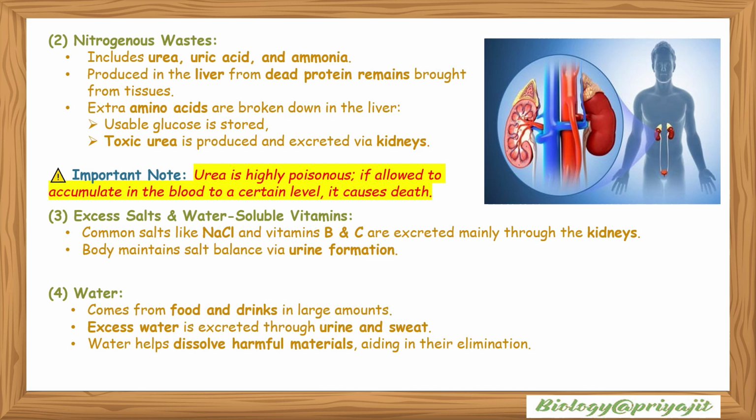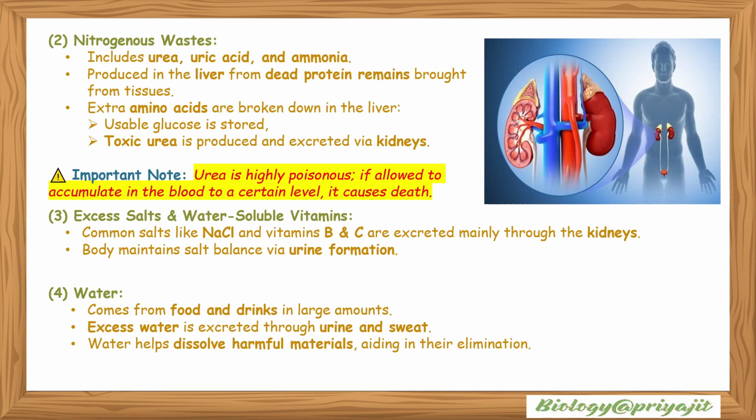Nitrogenous waste includes urea, uric acid and ammonia, which are produced in the liver from dead protein remains brought from tissues. Extra amino acids are broken down in the liver. Usable glucose is stored. Toxic urea is produced and excreted via the kidney. Important note: urea is basically a highly poisonous chemical. If allowed to accumulate in the blood to a certain level, it causes death.